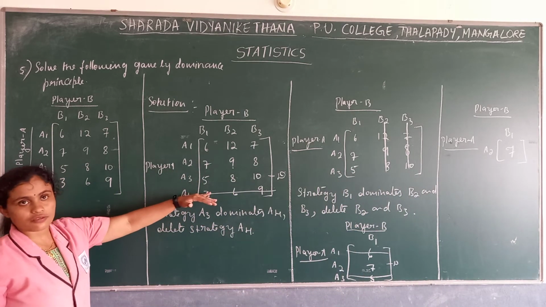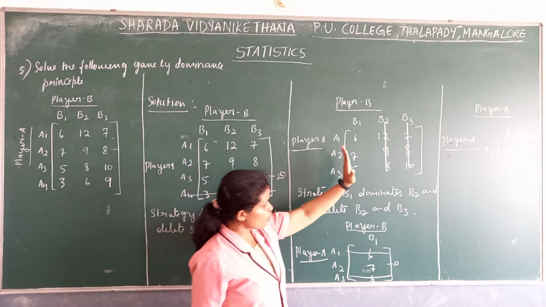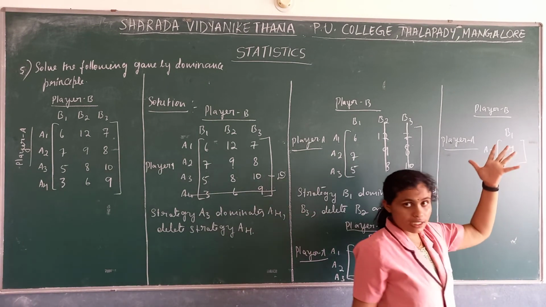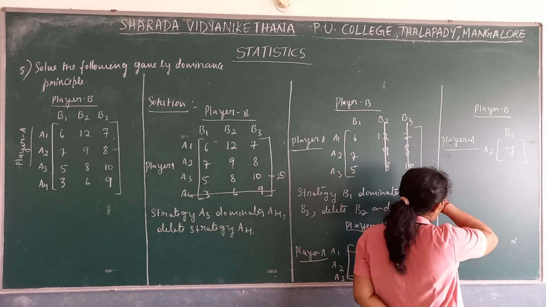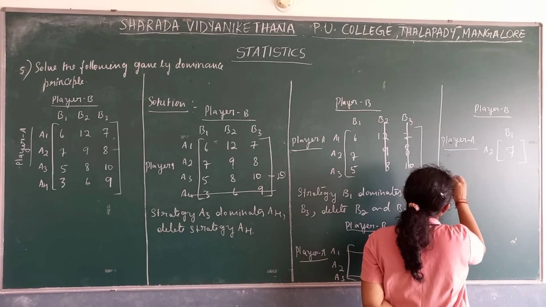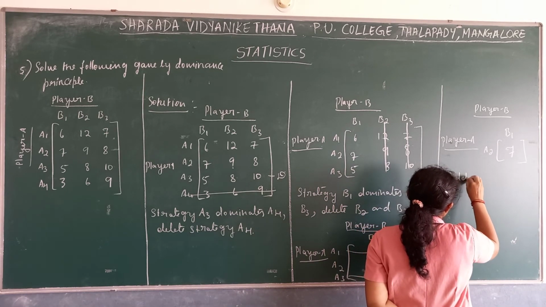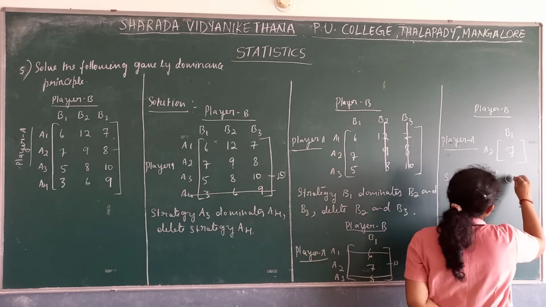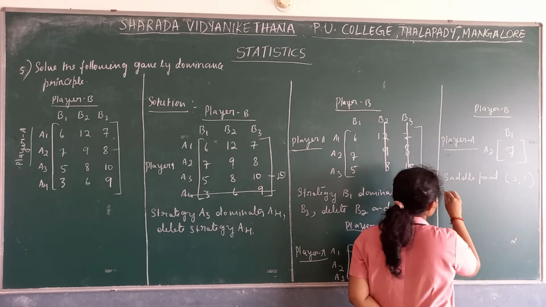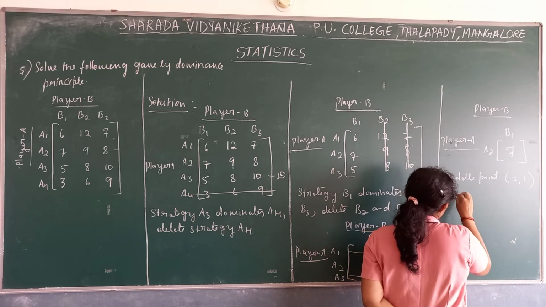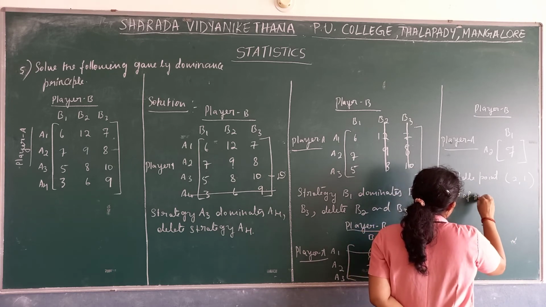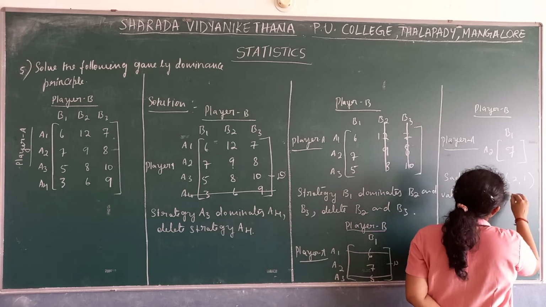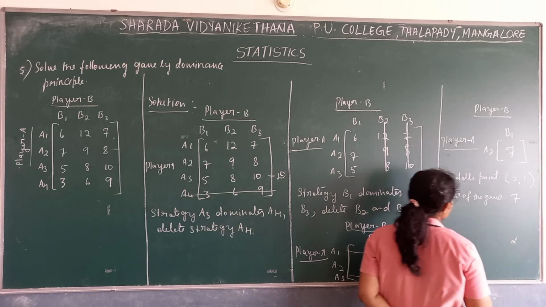Here firstly we start row wise, then column wise, again row wise, and again, and at the end we get 7. Now write the saddle point. Saddle point is (2, 1). Value of the game is 7.